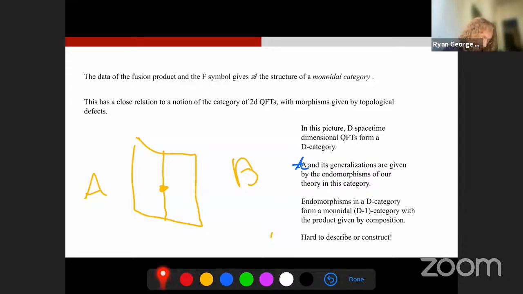All right, so the way we think about this structure of the topological defects, well, to do that, we just have to put A on both sides of these pictures. And we see that what we're really describing is endomorphisms of this theory inside this D category. And in general, endomorphisms of an object in a D category form some kind of monoidal D minus one category with product given by composition.